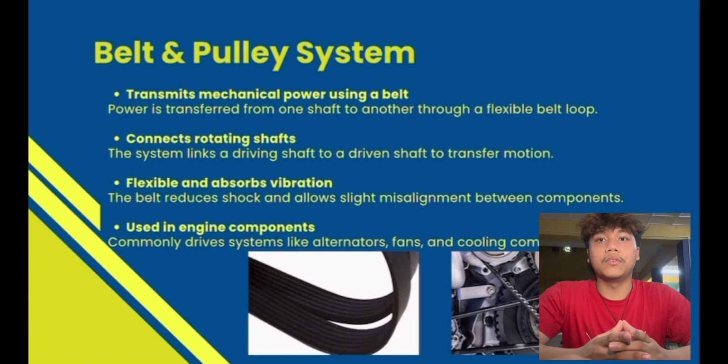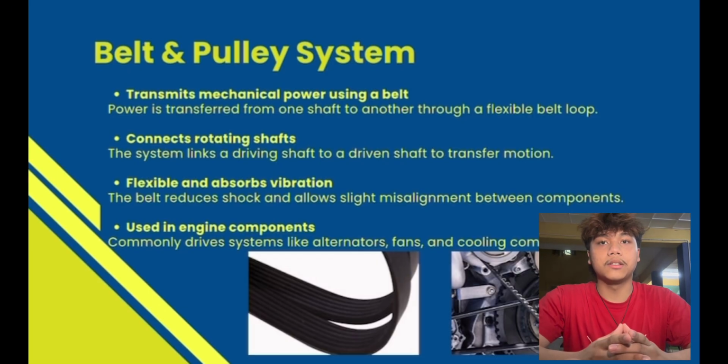Next, it connects rotating shafts. This means the system links two or more shafts together so that motion can be transferred between them efficiently. The third point is flexible and vibration-absorbing. Because the belt is flexible, it can reduce shock and vibration, making the system smoother and more stable during operation.